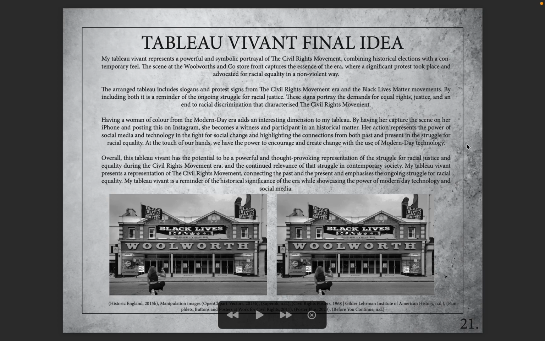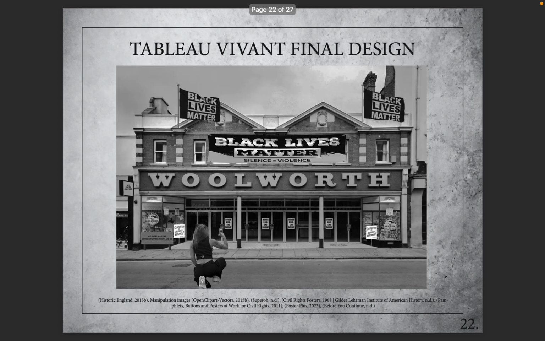So I'm going into my Tableau Vivant final idea, but I'm going to talk about it on the next slide so I can have my final Tableau Vivant larger so you can really take it in. My Tableau Vivant represents a powerful and symbolic portrayal of the civil rights movement, combining historical elements with a contemporary feel. The scene at the Woolworths & Co.